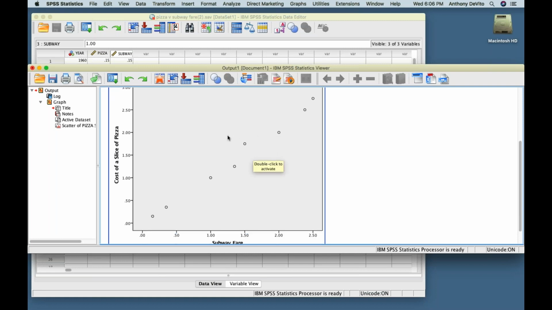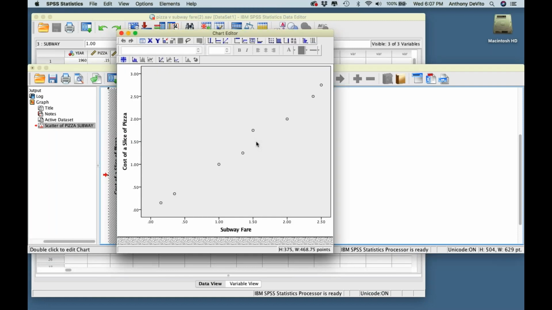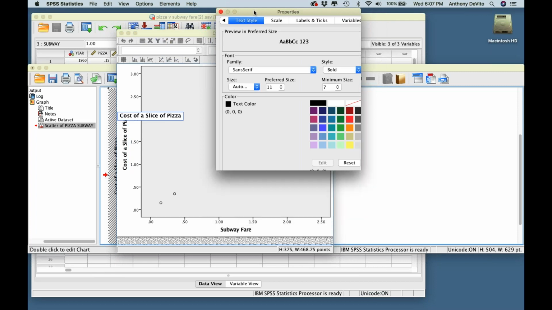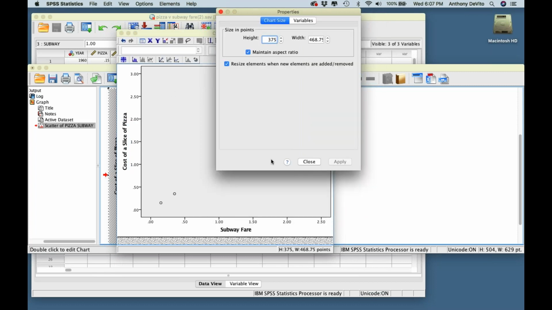So I'm going to take a closer look at this. It looks almost like a straight line. Is this a linear relationship? I can double click on here and open this graph in a new editing window. From the editing window, I can change the font, change colors, and do a whole bunch of other things.